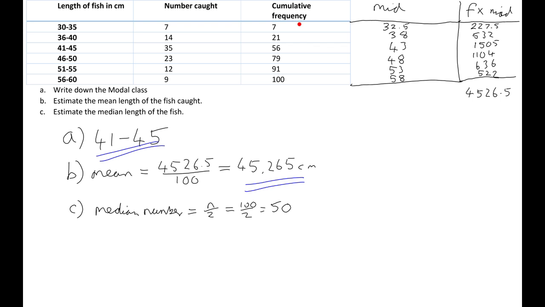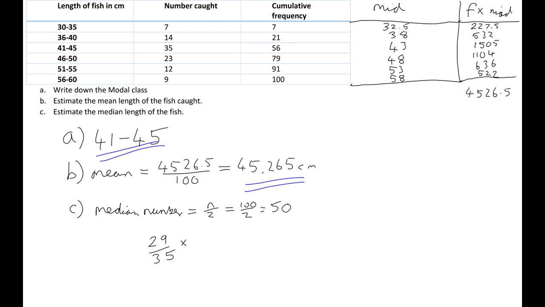Now if we look down the cumulative frequency, we can see that the 50th number is in here. How far do we have to go from 21 to get to 50? We have to go 29 in, and we can see that this particular class is 35 wide. And therefore, we are 29 35ths of the way into this class. So 29 out of 35 into the class.